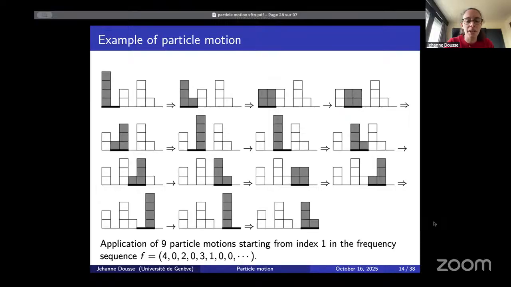So here we have an example. Let's start here with this partition. Here, the h that we considered before, the sum of this frequency and the next, is 4. So we look at the next two frequencies, their sum is 2, so we can do the particle motion. This little box here will move here, so we get this. Now we want to apply it again. Now the sum of this and these frequencies is 3, which is still strictly less than 4. So again, we do a particle motion.